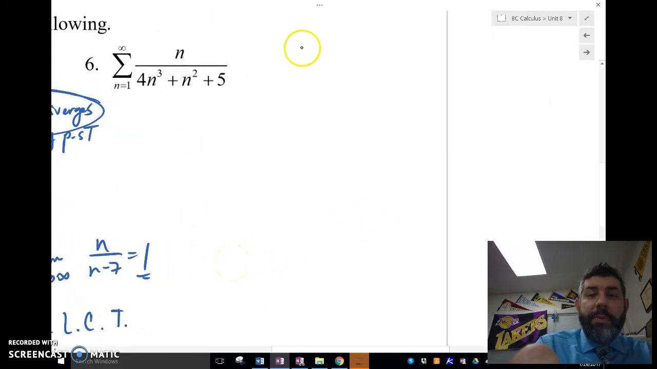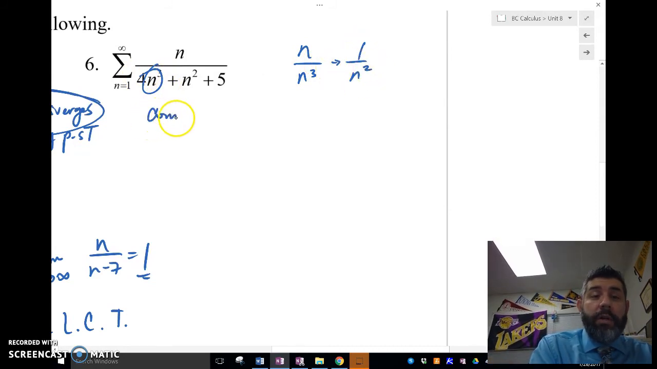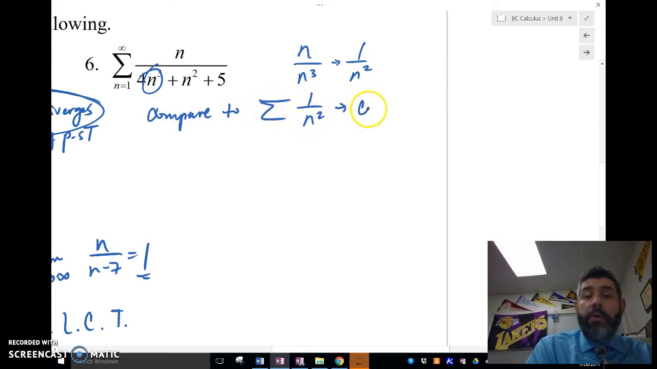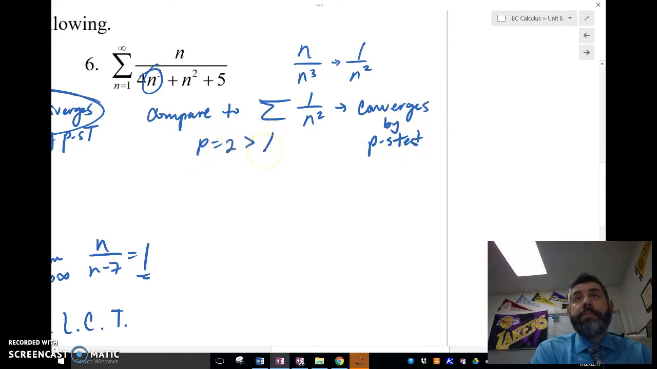We're going to take the highest power on top, which is n, and the highest power on bottom, which is n cubed. We're going to simplify that to 1 over n squared. So we're going to compare to the series 1 over n squared, which we know converges. How do we know it converges? It converges by the p-series test, because p is equal to 2, which is greater than 1.